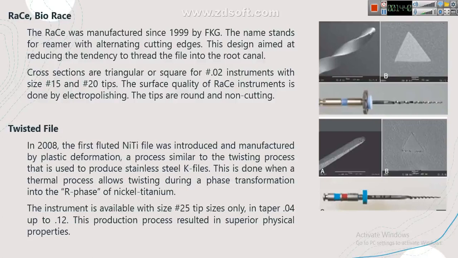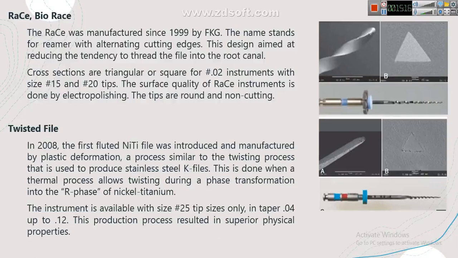Another one is the Twisted File. From the name of the file, the surface of the nickel titanium can be compressed through a special technique, and the file looks like a twisted one. The file was launched into the market and dental suppliers provided it to dentists around 2008. The first fluted nickel titanium file was introduced and manufactured by plastic deformation.